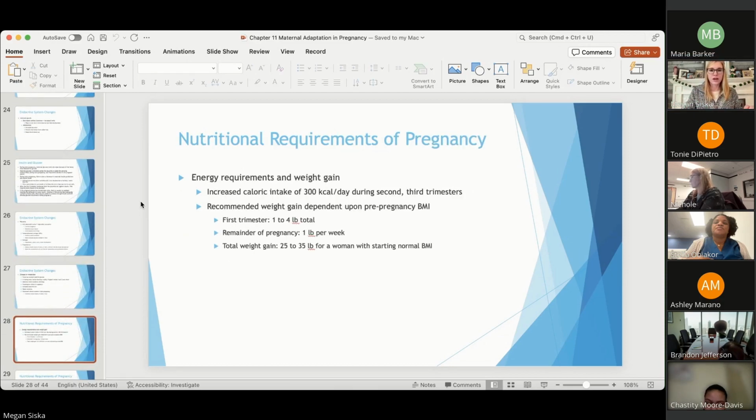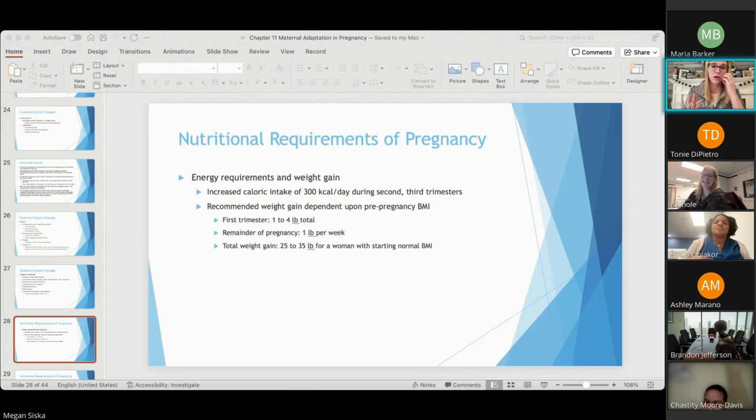As far as our energy requirements and weight gain, technically our caloric intake really only needs to increase by 300 calories per day. I know for me during pregnancy, I consumed a lot more than 300 extra calories per day, because everything just tasted so delicious after the first trimester. First trimester, no thank you, but second and third trimester, whew, those cravings, man. But technically, we really only need about 300 extra calories per day.